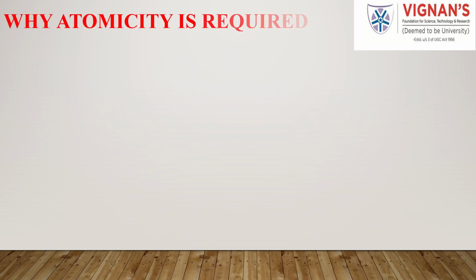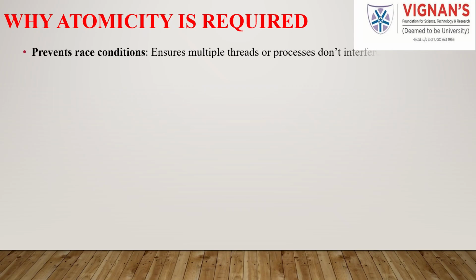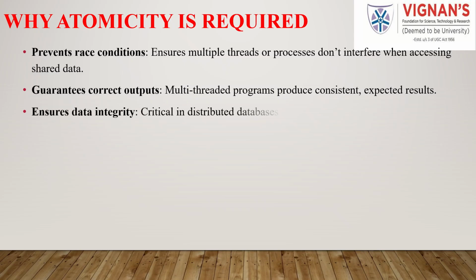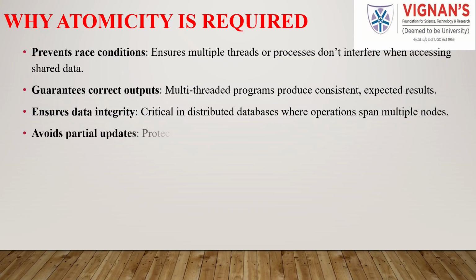Why is atomicity required? Atomicity is essential in parallel and distributed systems to ensure reliable and consistent operations. Prevents race conditions: ensures multiple threads or processes don't interfere when accessing shared data. Guarantees correct outputs: multi-threaded programs produce consistent, expected results. Ensures data integrity: critical in distributed databases where operations span multiple nodes. Avoids partial updates: protects against failures like crashes, network errors, or power outages.